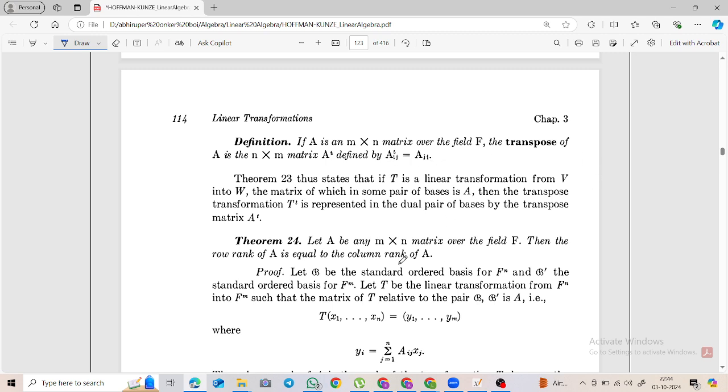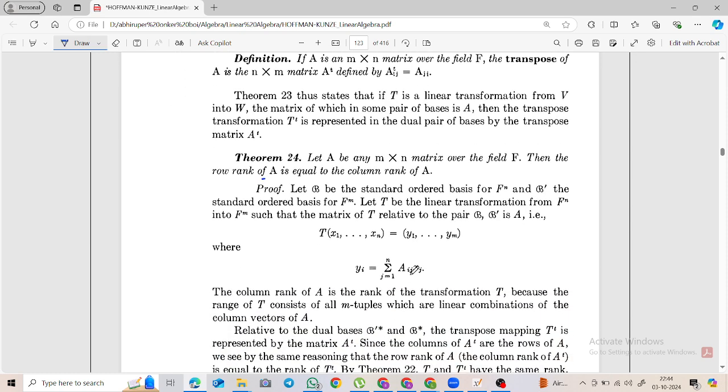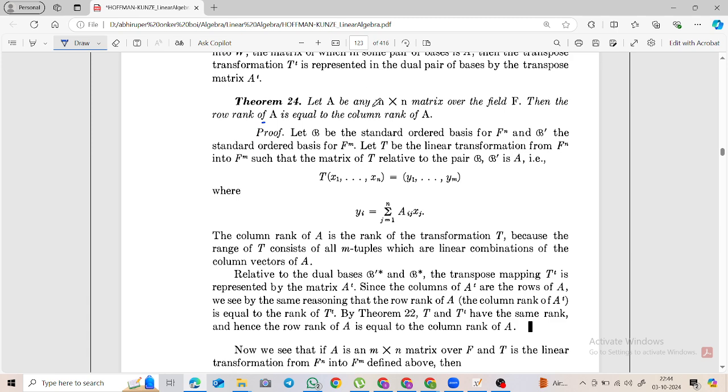Okay. So see, there is another good proof of this. If A is an n cross n matrix, then the row rank of A is equal to the column rank of A. So what they are doing: beta is the standard basis of F^n and beta prime is the standard basis of F^n. T is the linear transformation from F^n into F^n such that the matrix of T relative to beta and beta prime is A.